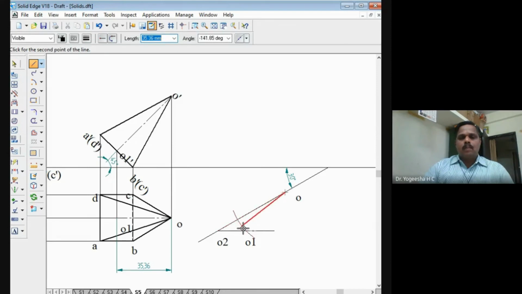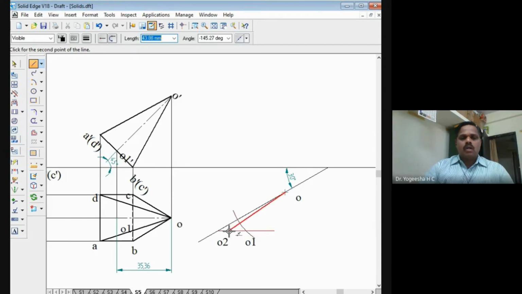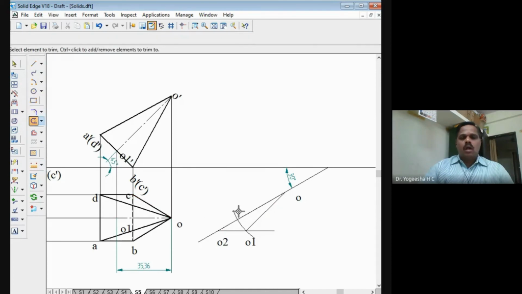So that is the apparent length of the axis. If the midpoint is coming in between, you turn off the midpoint. Go to IntelliSketch and turn off the midpoint here. Right? So this is OO1. Extra lines you can trim off. Use the trim tool and trim these extra lines, whatever arcs you have drawn.